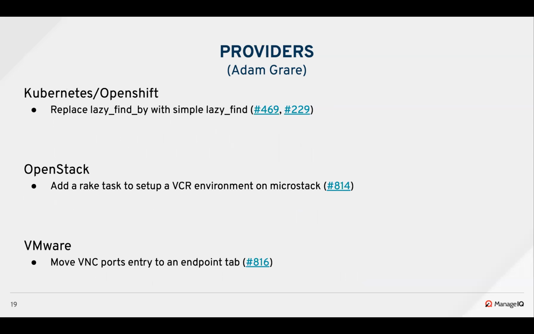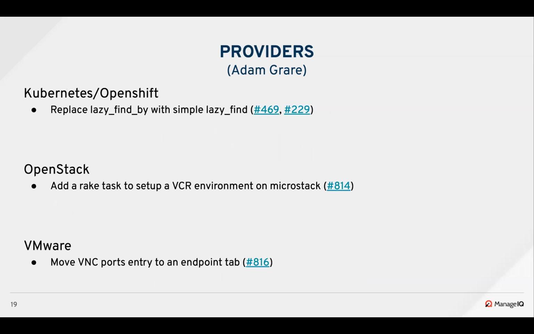For Kubernetes and OpenShift, they were using an older method, which was called lazy find by. This has been for a few years now, actually, replaced with lazy find. It was just code that was still working and easy to swap over, so that we can delete some of those old methods from the API and inventory refresh. This is an exciting one.